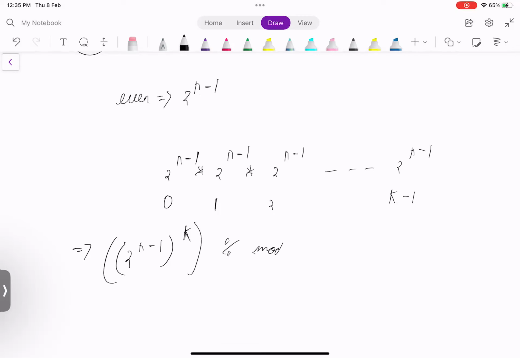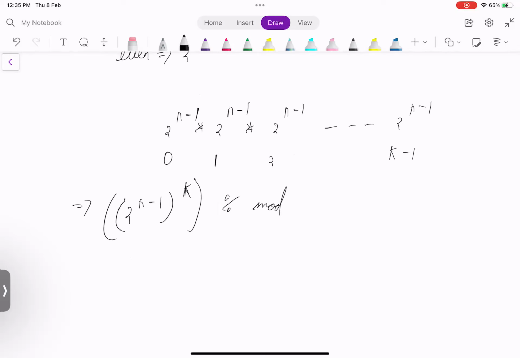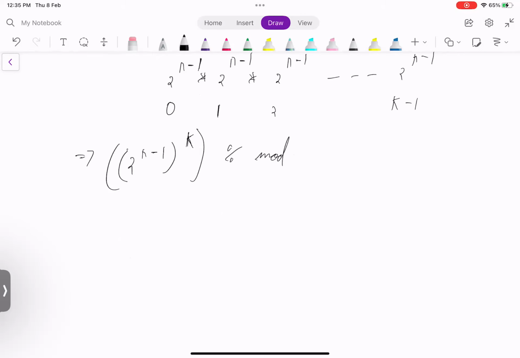We should ensure that we take the mod, and the mod value is 998244353 according to the question. So this way we can solve the problem. So if we look at the time complexity, as it's just a one-shot formula, let's assume that per test case we perform binary exponentiation to find the power of 2. So per test case we can solve it in big O of log. We can say it is big O of log base 2 of n into k in the worst case.